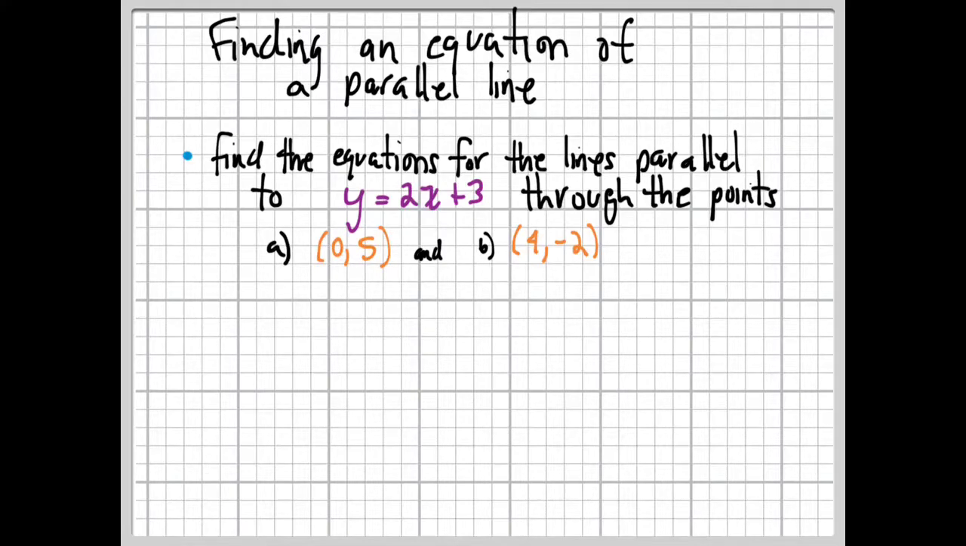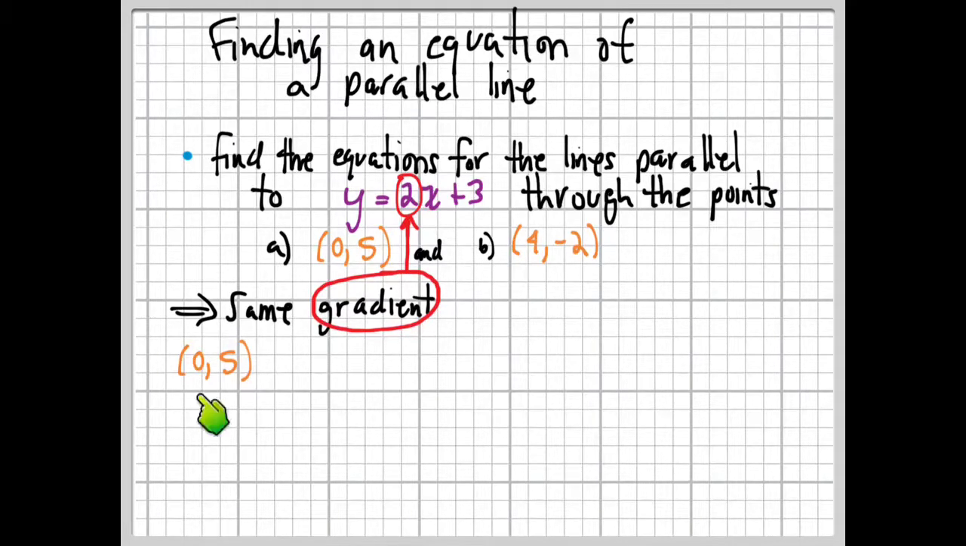Now, in order to write the equation for a line, we need the gradient. Well, we know that parallel lines have the same gradient. They have the same gradient, these two lines. Well, the gradient for this line was 2, right? So that's going to be the gradient for our new equation. Okay, so the gradient is 2, and it's going through the point 0, 5.